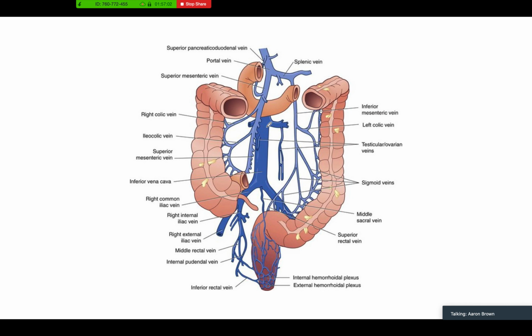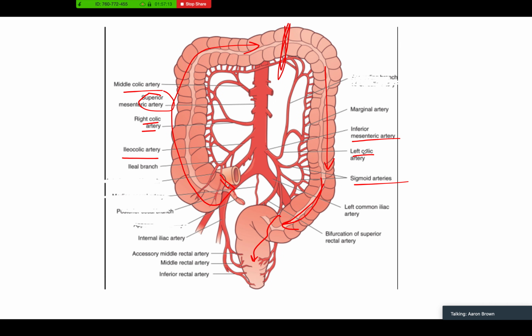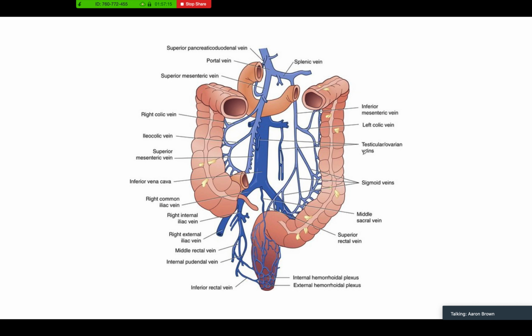In terms of our venous return, there's a couple things that I want to point out. This is not a diagram that you need to be able to label from memory, and I'll say that about this one too. Not as important to know these branches as it is to know the branches of the celiac artery, but there are some important things with the venous supply that you need to know.